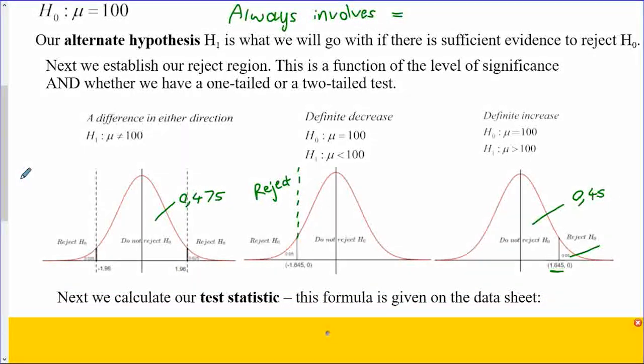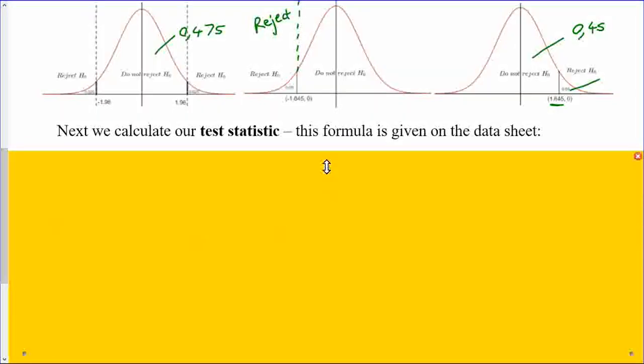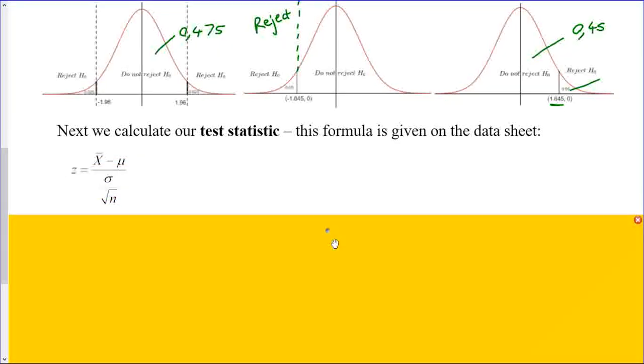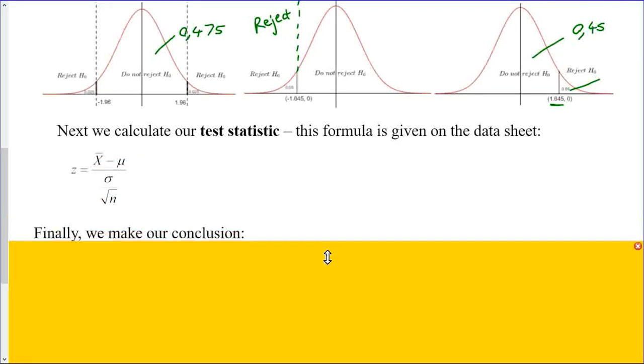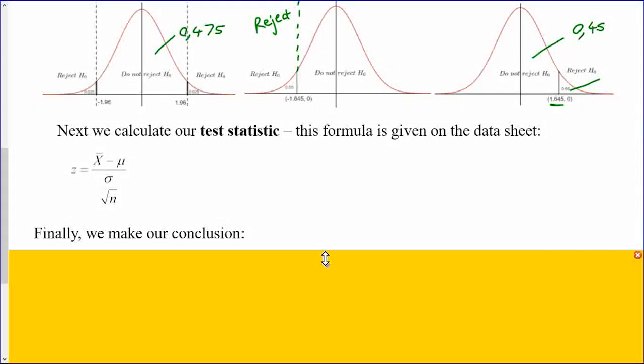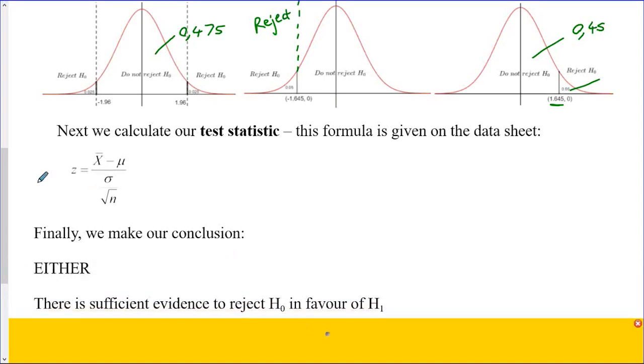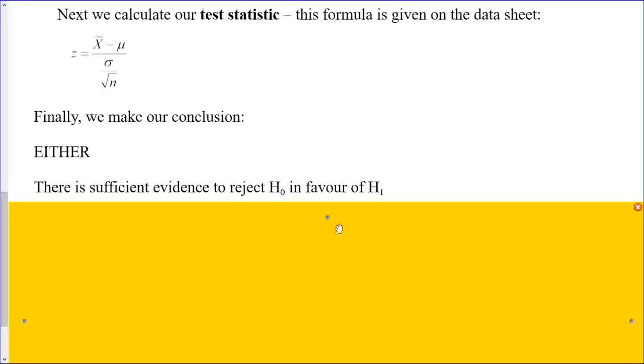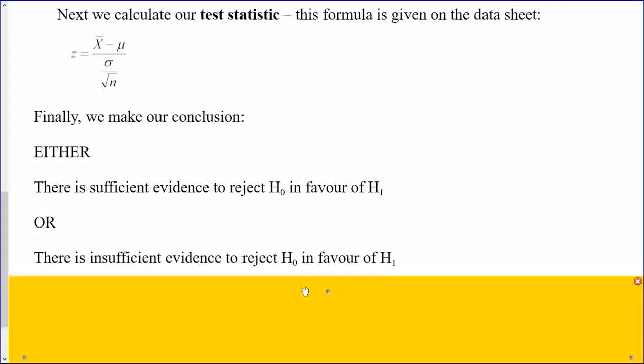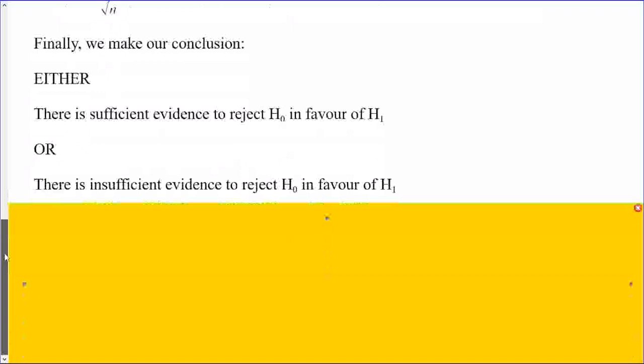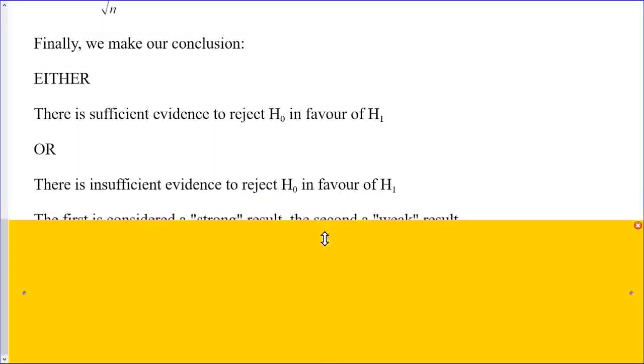Next up we calculate our test statistic, and we get given this formula on the data sheet. And then finally we make our conclusion. If our test statistic falls in this region here, then we would not reject. If it falls in this region, we would reject. And our conclusions are as follows. We either say there's sufficient evidence to reject the null hypothesis in favor of the alternate hypothesis, or we say that there's insufficient evidence to reject the null hypothesis in favor of the alternate hypothesis.